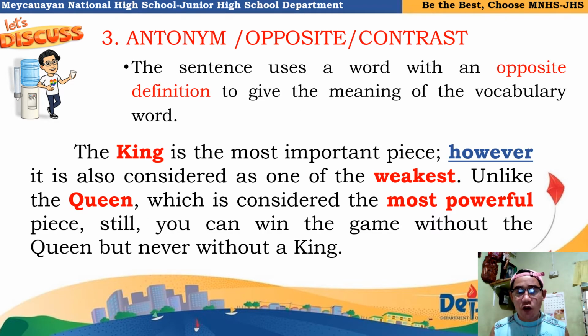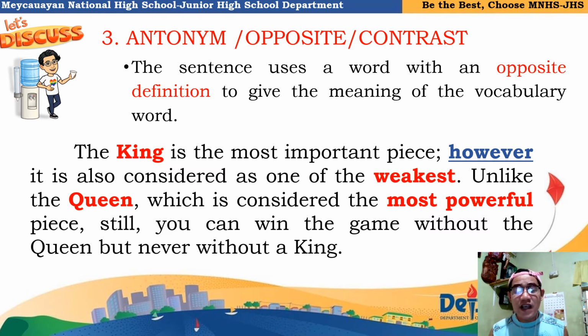So the third type of context clue is antonym, opposite, or contrast, wherein the sentence uses a word with an opposite definition to give the meaning of the vocabulary word. Now, the focus of our analysis here is more on antonyms. What exactly are antonyms? These are words with opposite meanings. Let's now consider the example sentence.